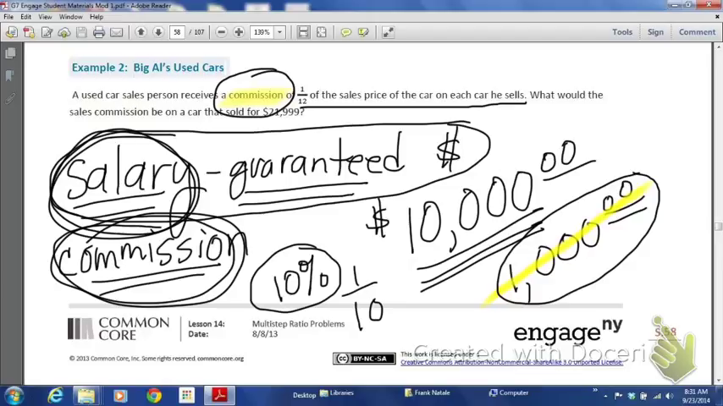You see, I'm not someone who really likes this idea of working on commission. But some people do, okay? Some people do. And again, if you are selling cars, basically you are going to be working on commission. All right, so that's this idea of commission. Hopefully you understand that commission is like a rate that you make. So a commission could be 10% or 1/10, or in this case of Big Al's used cars, 1/12.